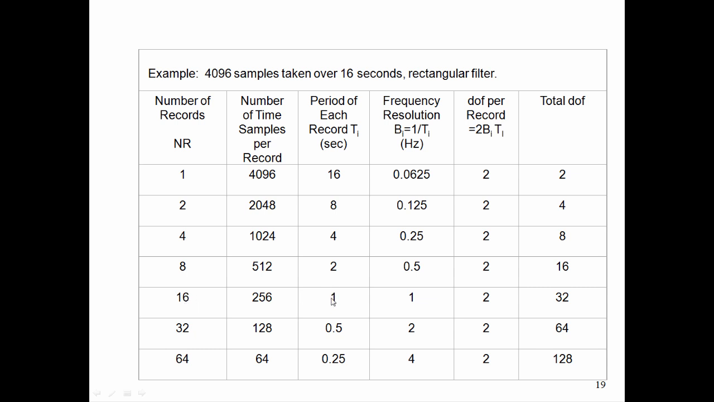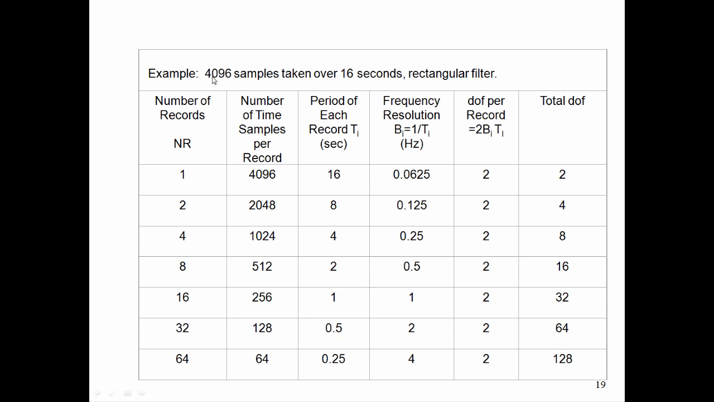Well, each segment is going to be 1 second long, because 16 divided by 16 is equal to 1. 4,096 divided by 16 is 256. So each 1 second long record will have 256 samples in it. Our frequency resolution, our delta F in hertz, is going to be 1 over 1. We always get 2 degrees of freedom per record. So we have, in this case, 16 records times 2 degrees of freedom per record is equal to 32 total statistical degrees of freedom. Well, what does this all mean?